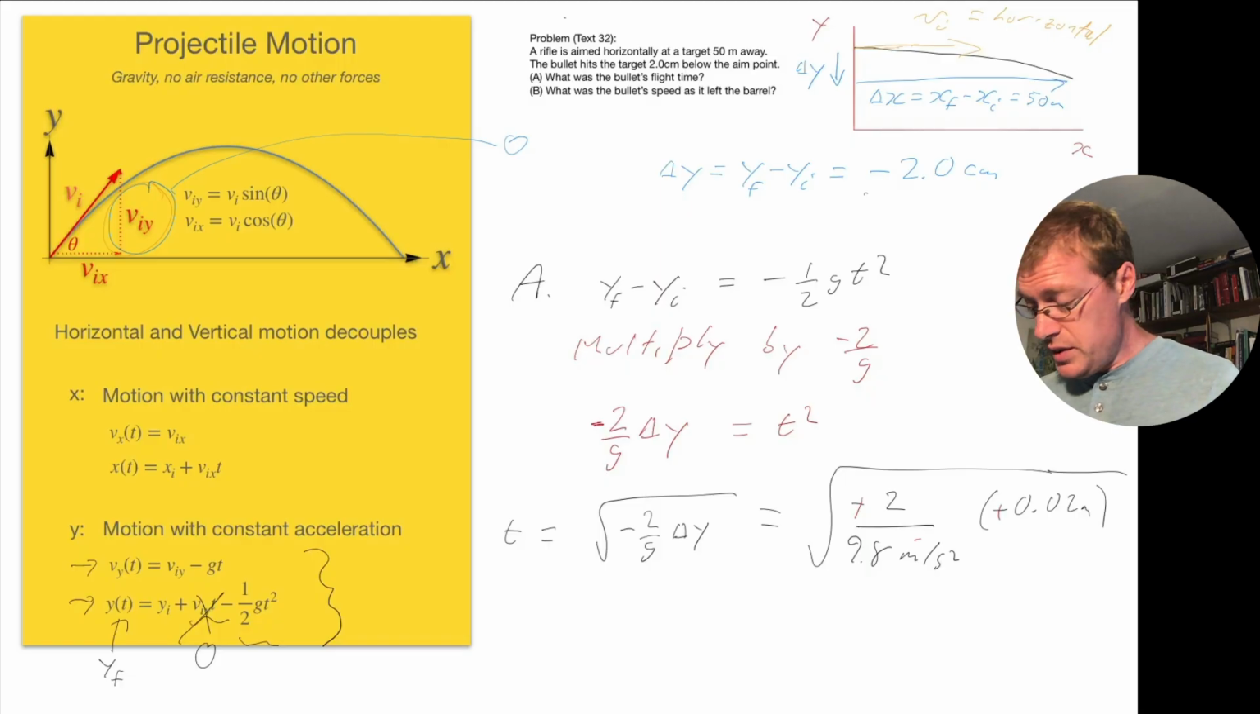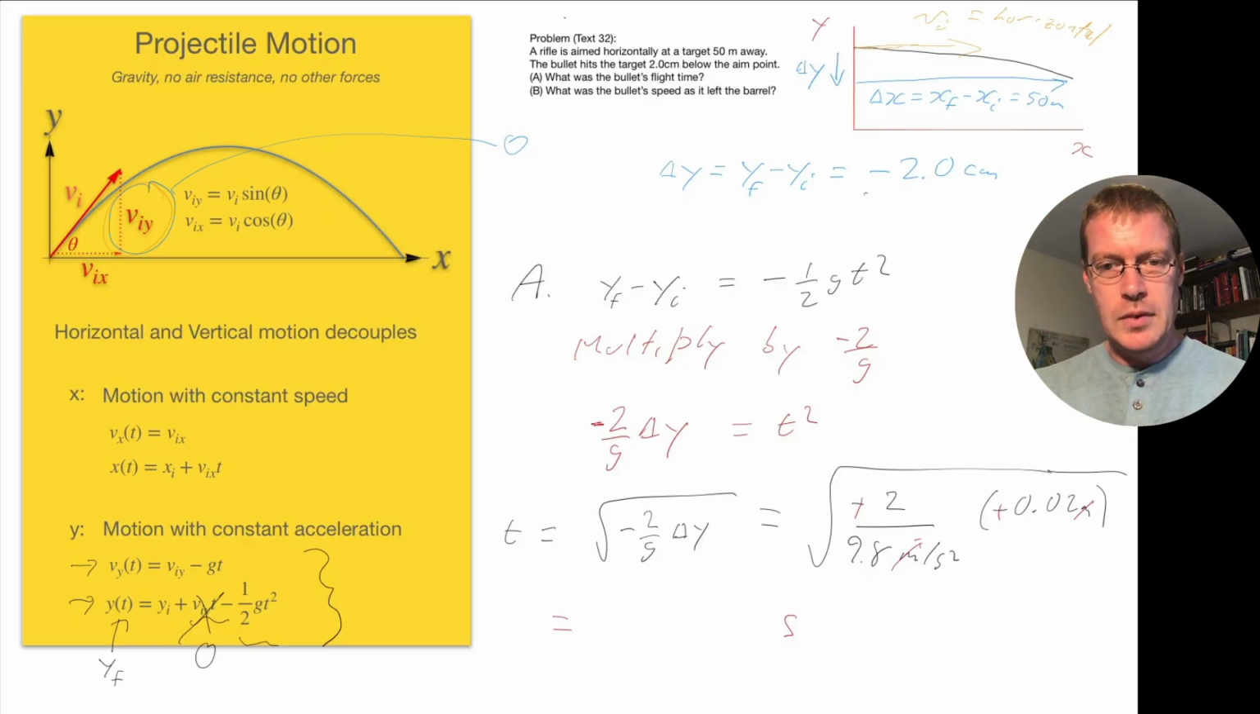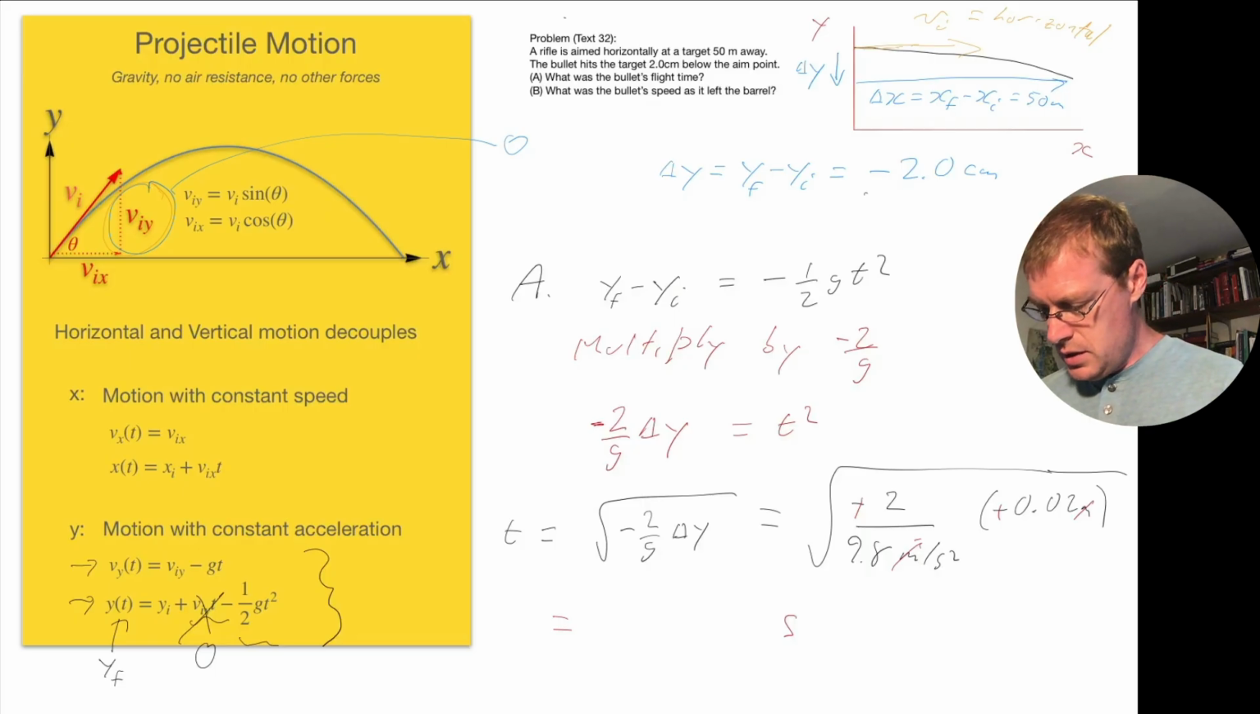Now I look at the units. The meters cancel the meters. I get a 1 over seconds squared, which means the seconds are upstairs. When I take the square root, I get seconds. And then I just throw those numbers in my calculator. And what I find is 0.063887. That's what came out.